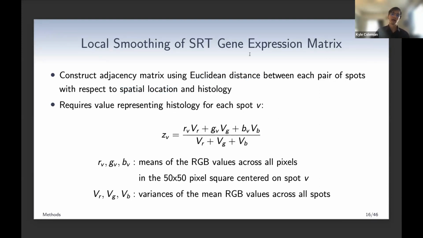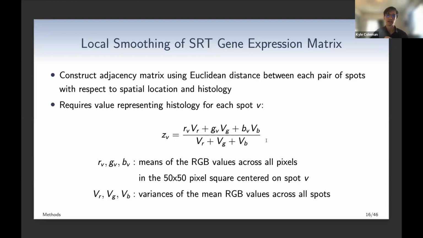We just take the square root of the sum of the squared differences between the x and y spatial coordinates between two spots. However, for histology, this isn't as straightforward because we don't have a single value representing histology for each spot in the data set. So we need to actually construct that value by ourselves. So that value for spot v is given by z_v here. And it's just this weighted sum of the means of the RGB values across all pixels in the 50 by 50 pixel square centered on that spot.